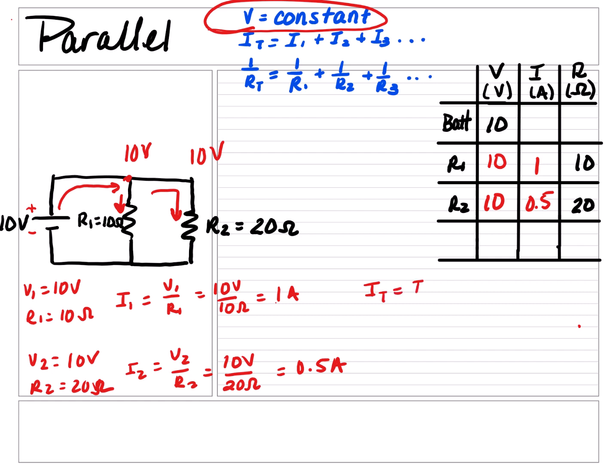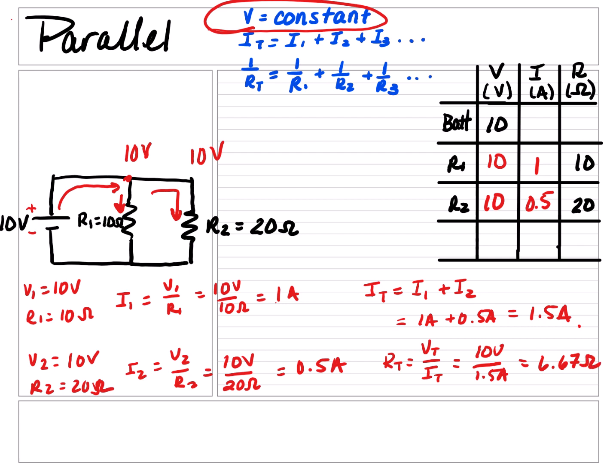I total is equal to I1 plus I2, which is 1 amp plus 0.5 amps. This is equal to 1.5 amps. So total resistance is going to be voltage total over I total, which is equal to 10 volts divided by 1.5 amps. This will equal 6.67 ohms.